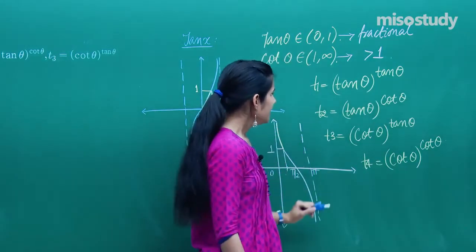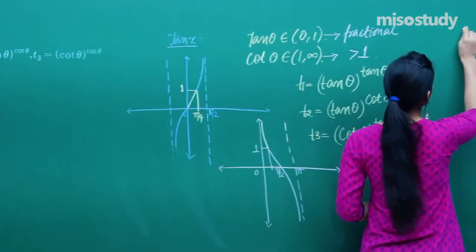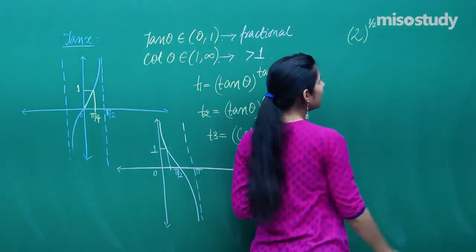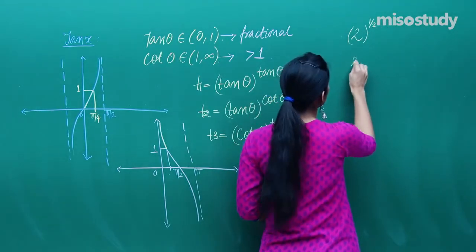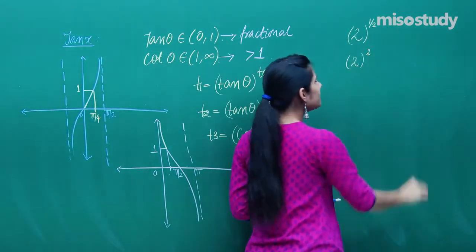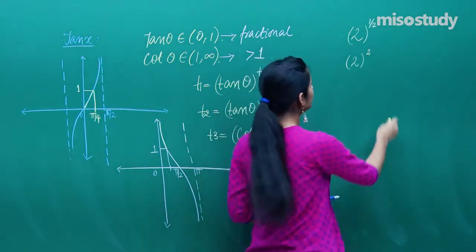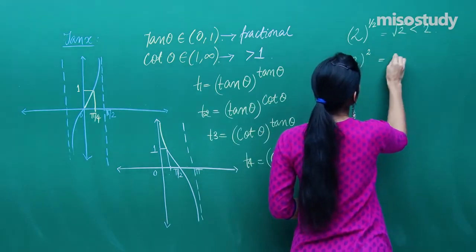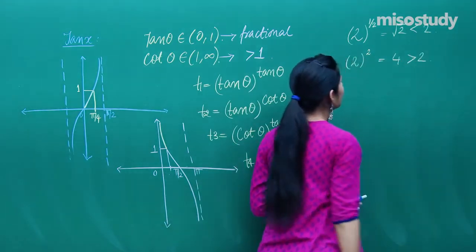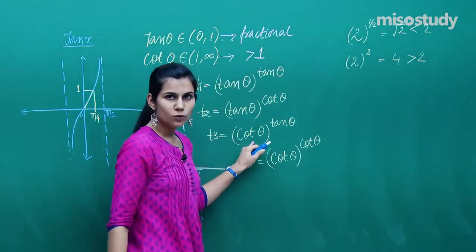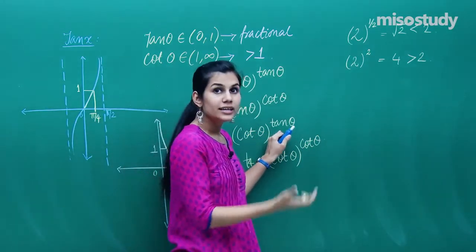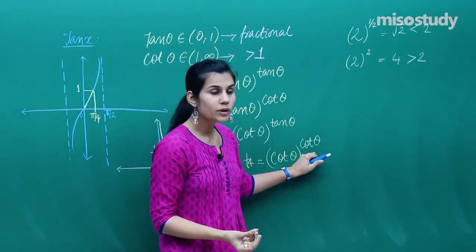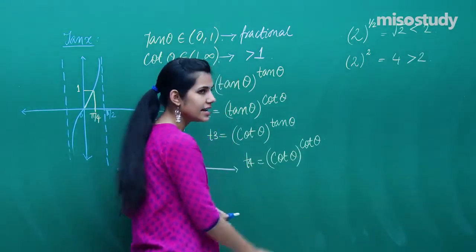Fine. See, if I take a number greater than 1 to the power fractional value and number greater than 1 to the power number greater than 1, this is root 2, less than 2, and this is 4, greater than 2. That means number greater than 1 to the power fractional is less than number greater than 1 to the power number greater than 1. This means T3 is less than T4.